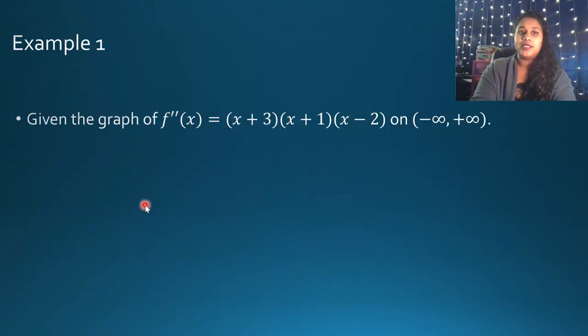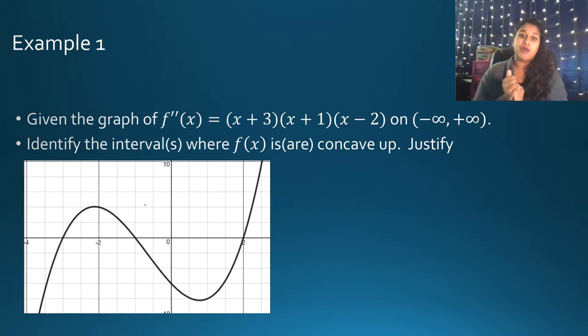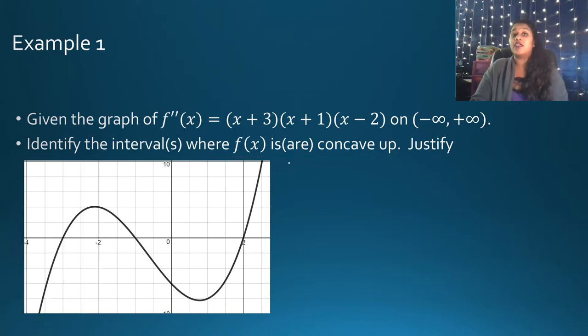Now let's actually do an example. For this, we're going to do three things. We're going to identify where it's concave up, concave down, and the points of inflection. So here's my actual graph. I'm going to start by identifying where the interval is concave up. That's what it asks me to do. But I'm lying to you, because I don't want to start where the interval is concave up. I want to start by rereading the question.